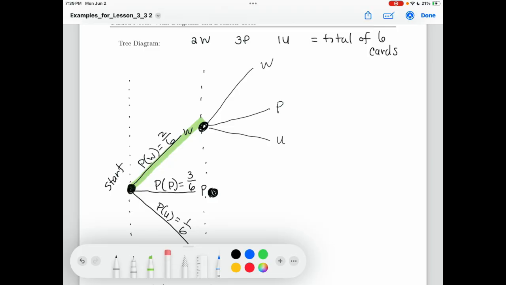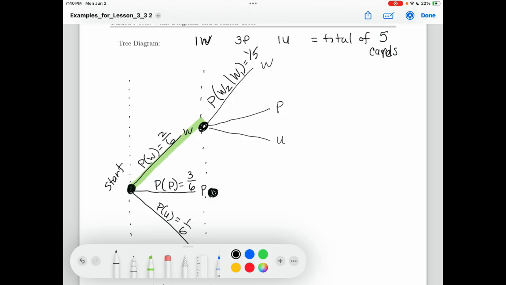Now, because we know on the first pick we picked a witch, we are now down to 1 witch because we took that card out, and now we have a total of 5 cards. So the chance of picking a witch now is 1 out of 5. Because this is conditional, we're making the assumption that we already picked a witch card. This is the probability that I pick a witch the second time, given that I picked the witch the first time. That probability is 1 out of 5.